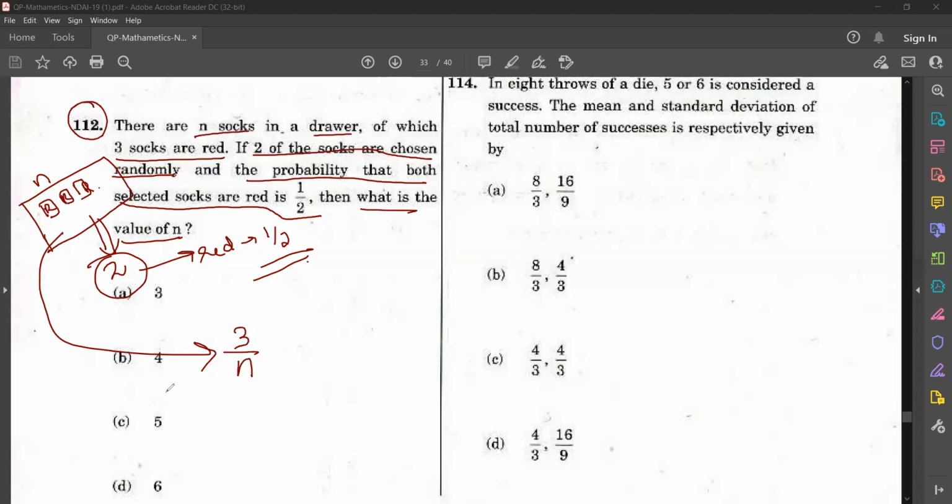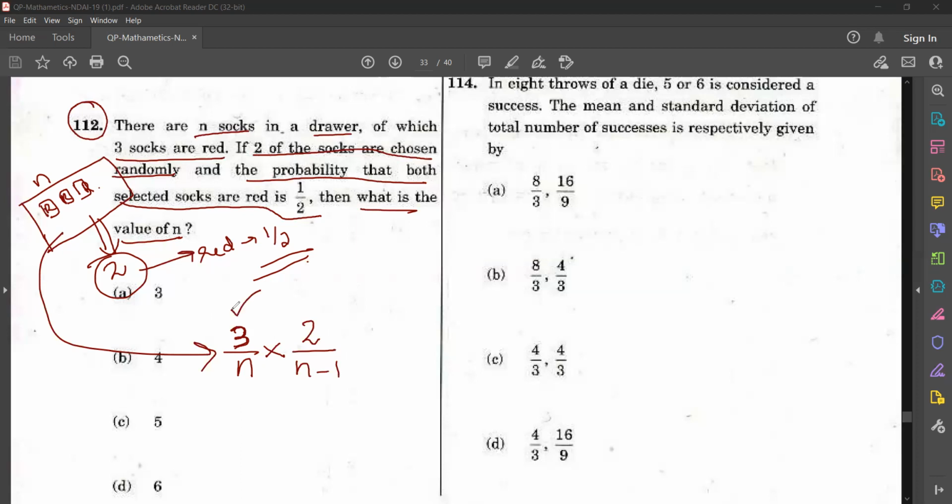Now, how many socks are we drawing? We are drawing 2 socks, isn't it? So the second sock also has to be red, because they are telling the probability that 2 socks are red. Okay, so the first sock to be red is 3 by n, 3 red divided by total number. Now the second also red means the probability will be 2 by n minus 1, isn't it?